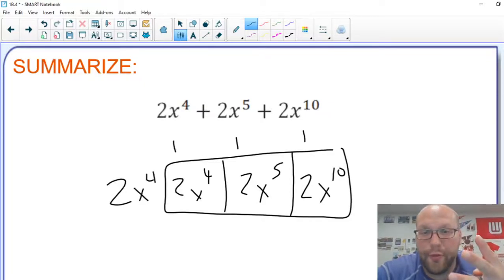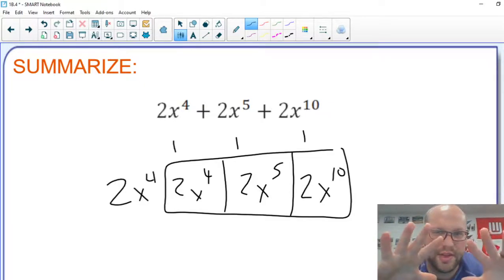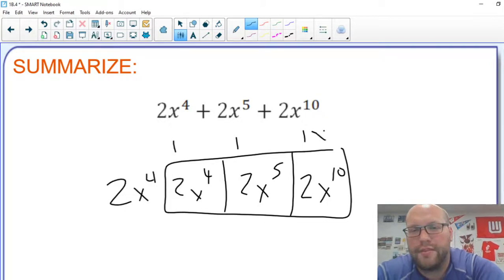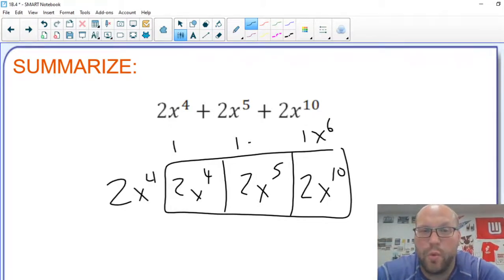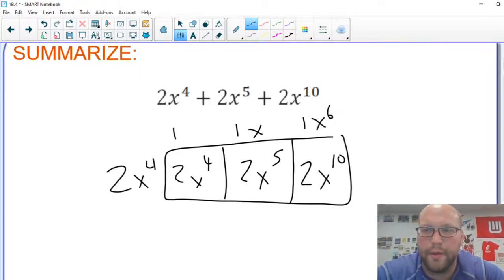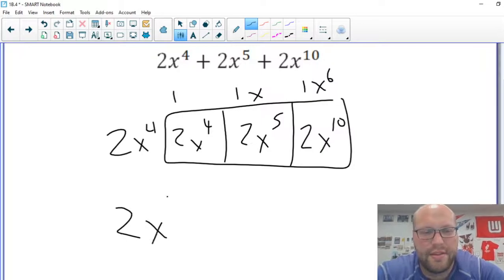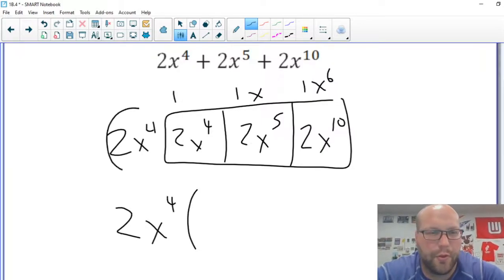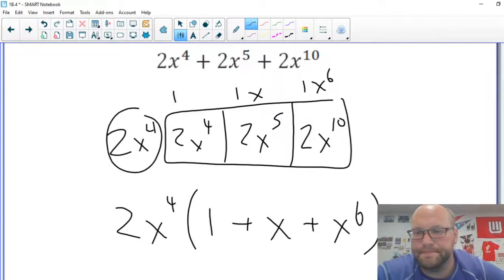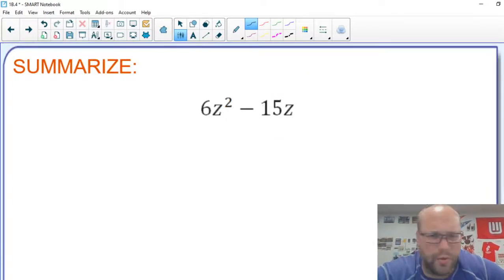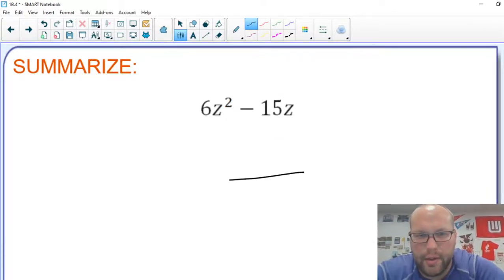And if I divide out 4 powers, I've got to think how many are left. So 10 divide out 4, I now have 6 powers left. 5 powers dividing out 4 gives me 1 power. And if I divide everything out, all I'm left with is that 1. So my final answer is going to be 2x to the fourth, which is what I factored out. And what's left is 1x. I'm just going to write that as x, and then 1x to the sixth. And we'll do one more. We're doing well on time. Okay, one last one.